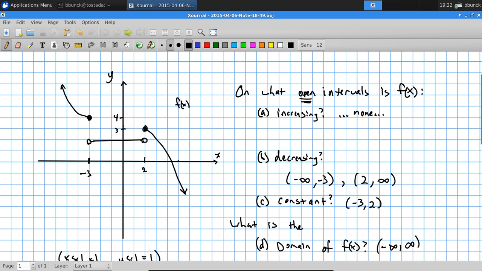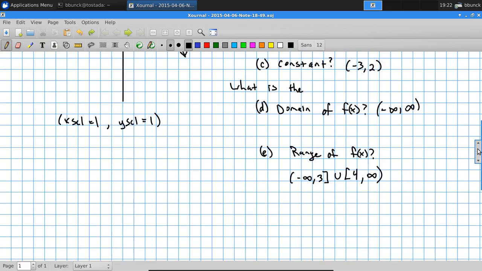There are no y-coordinates of 3.1 or 3.9 or anything like that, but 3 is a y-coordinate. I see a solid dot to the right of y equals 3, so that is a y-coordinate on the graph. And similar for 4. If I look to the left of that y-coordinate, I hit the graph again. So that's also in the range.